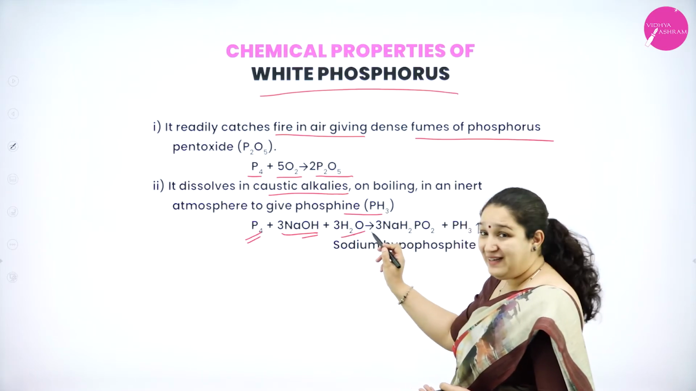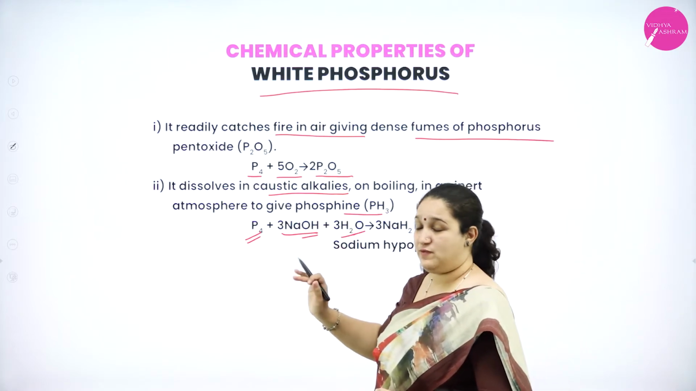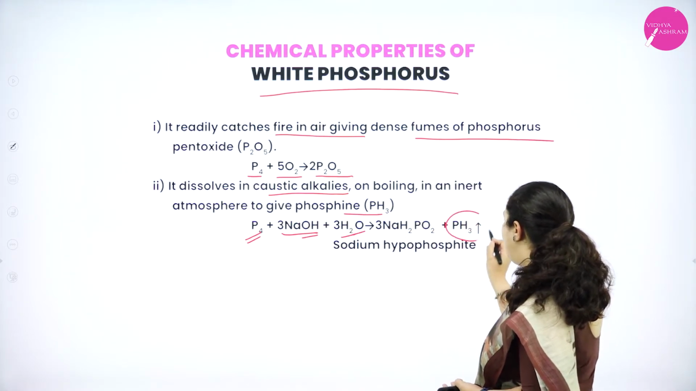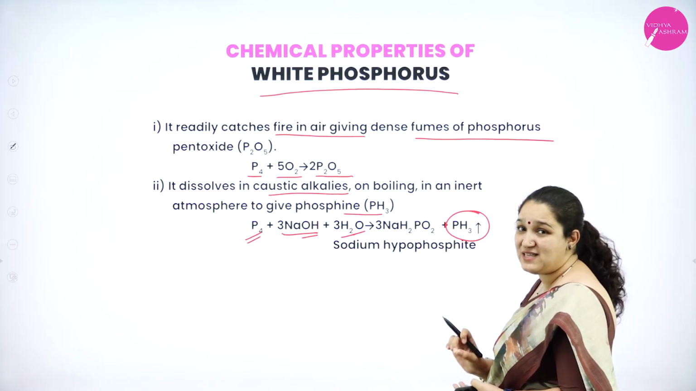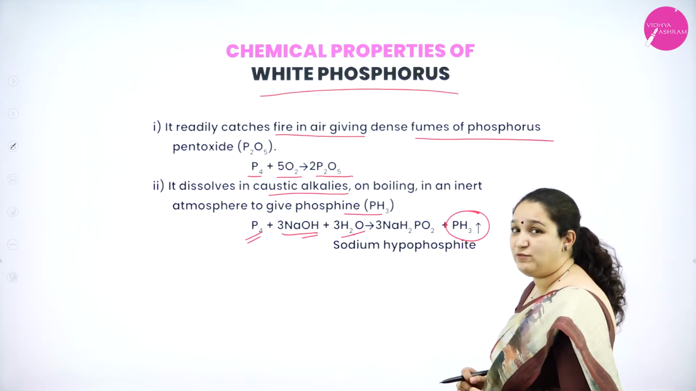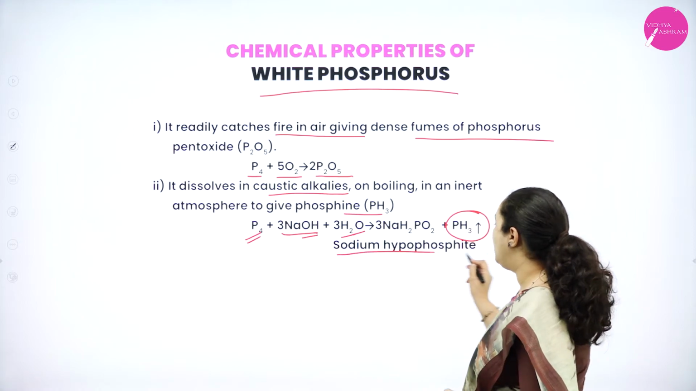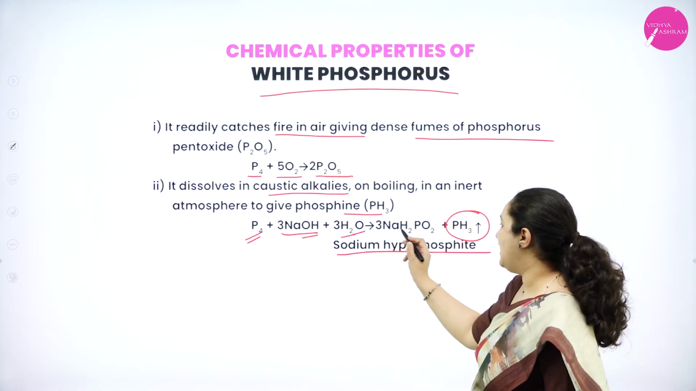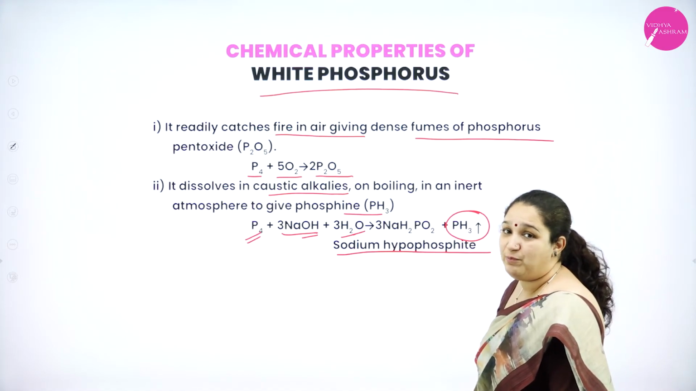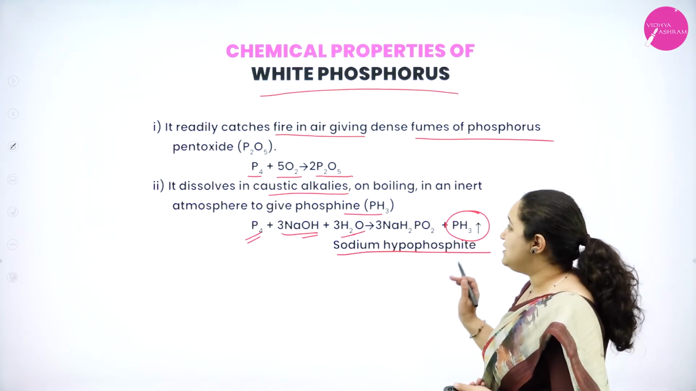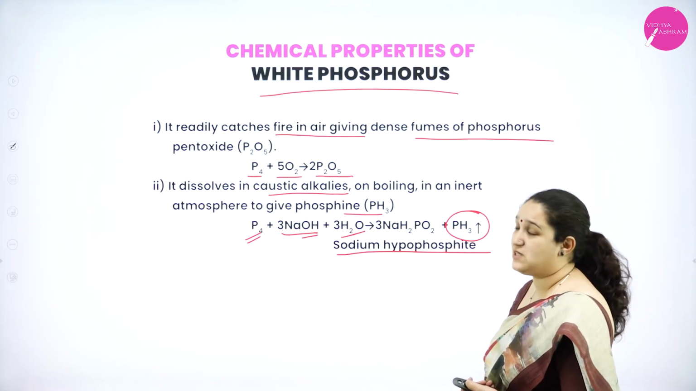That is, on boiling with a solution of caustic alkali in an inert atmosphere, you will get phosphine. PH3 is called phosphine gas. It's a gas, and you will have to study more about that in detail. Along with phosphine, what is formed? Sodium hypophosphite, that is NaH2PO2. So these are the chemical properties of white phosphorus.